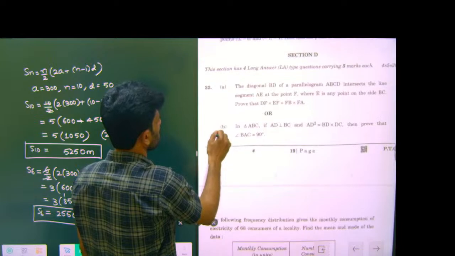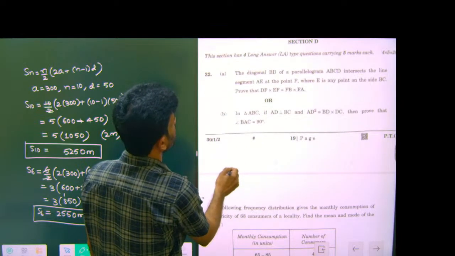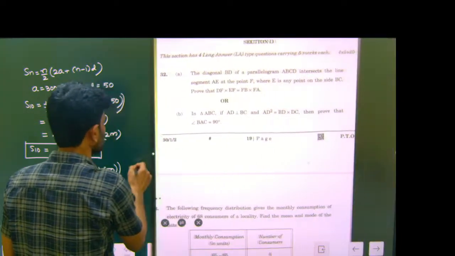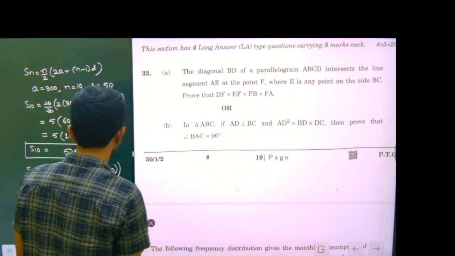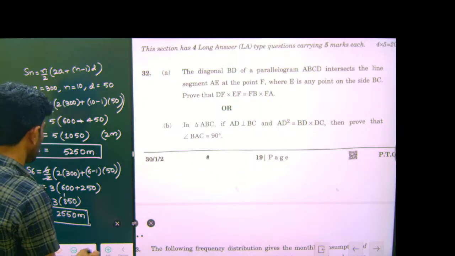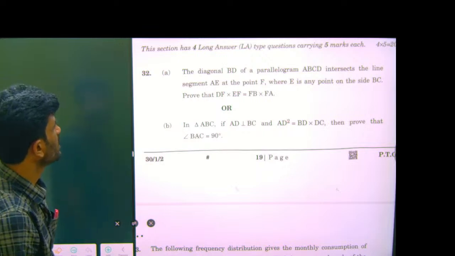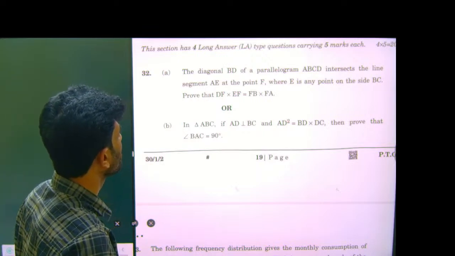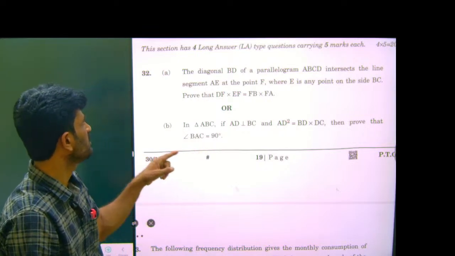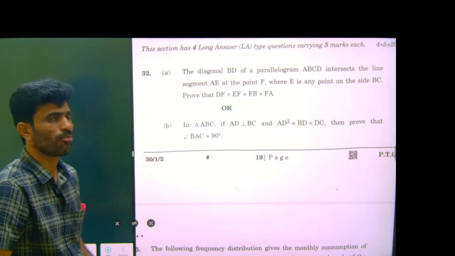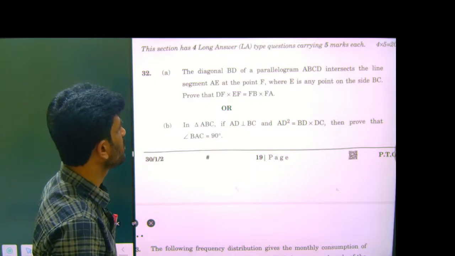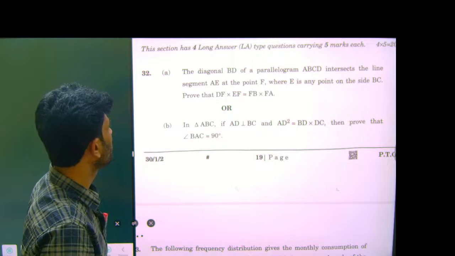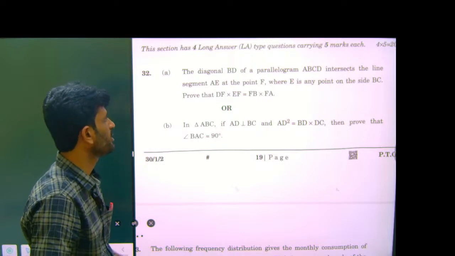This is question 32, one of the 5 marks questions from triangles. Figure is not given, only information is given. Let's read the information first. The diagonal BD of a parallelogram ABCD intersects the line segment AE at the point F, where E is any point on the side BC. Prove that DF into EF is equal to FB into FA.